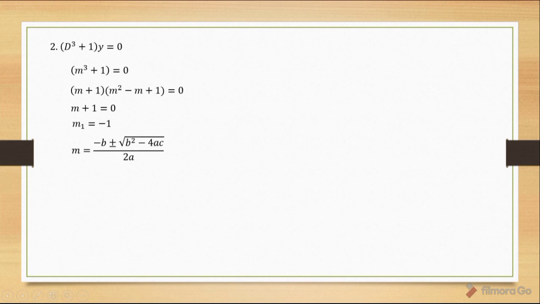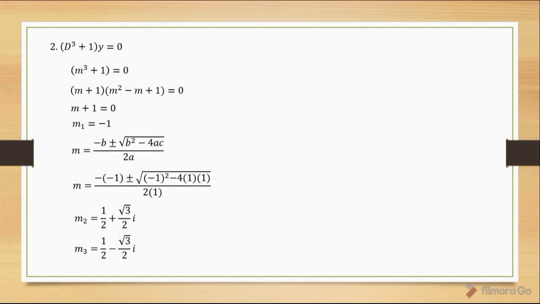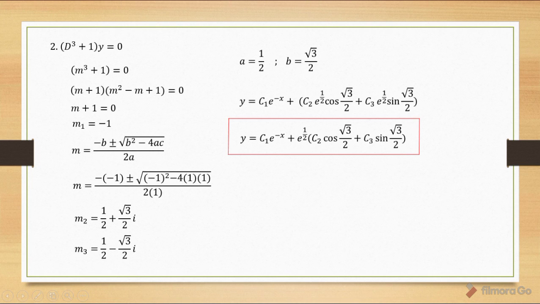Problem number 2 is (D cubed plus 1) times y is equal to 0. First, we need to rewrite the equation into an auxiliary equation, which gives us m cubed plus 1 is equal to 0. We get the factor of m cubed plus 1 into (m plus 1) times (m squared minus m plus 1) is equal to 0. Equating m plus 1 to 0, we get m sub 1 is equal to negative 1.